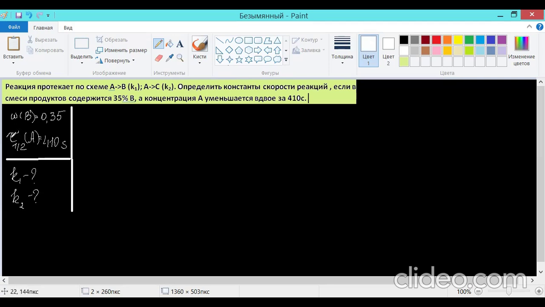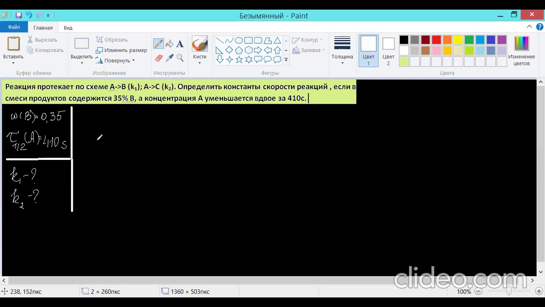In other words, it's the half time for A, tau, it's the Greek letter tau. So tau for A is equal to 410 seconds. Well, and they ask us to calculate the magnitudes of rate constants K1 and K2.